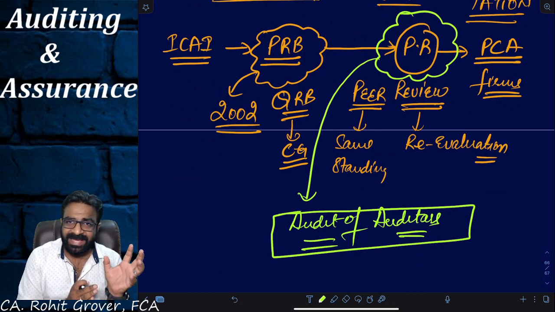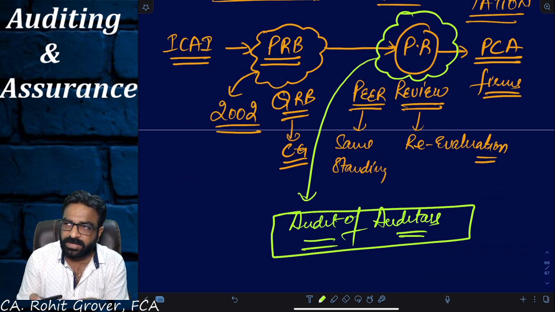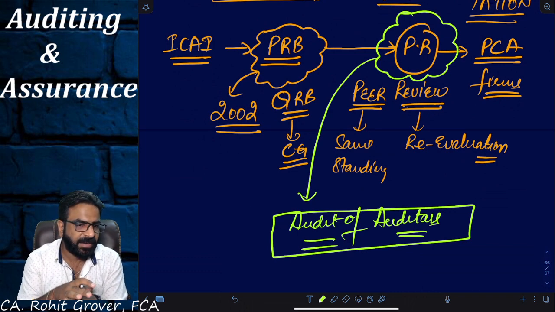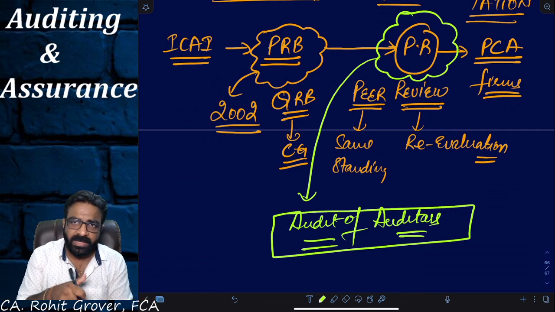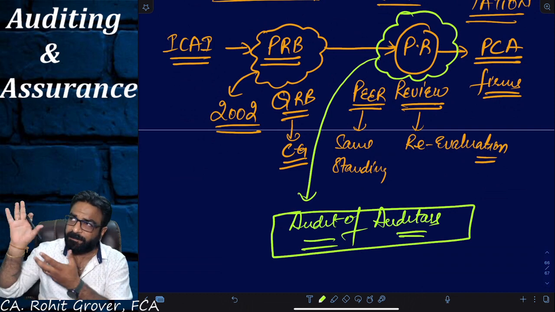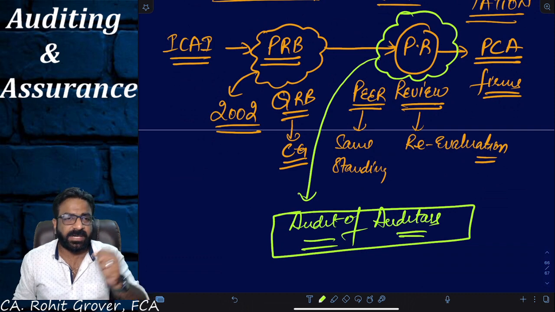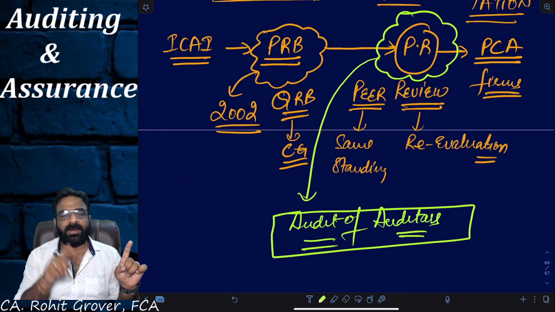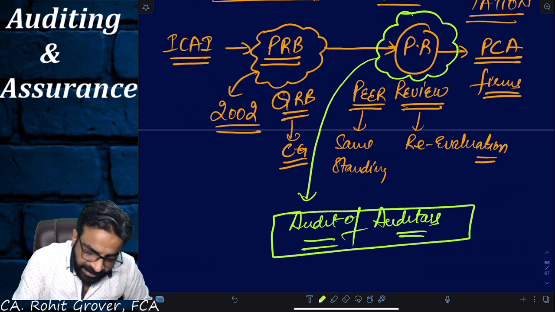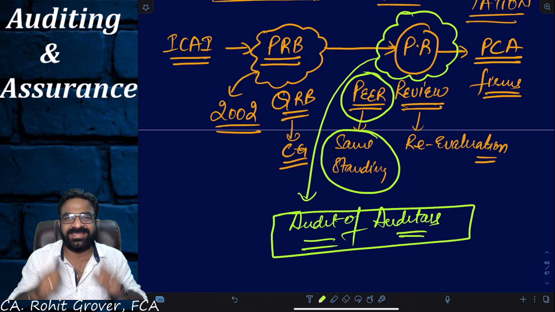Now, because ICAI has introduced this concept of peer review, is there any possibility that in future my firm can be selected by ICAI for peer review or not? Everyone? Yes. So at that point of time, if my firm is selected, one peer reviewer will come. Now the question is, sir, who is that peer reviewer? That peer reviewer is also a practicing chartered accountant. It means one practicing chartered accountant is doing the audit of another practicing chartered accountant. That's the reason it is known as peer, everyone. What is the meaning of peer? Same standing. Another CA is going to do the audit of this CA.